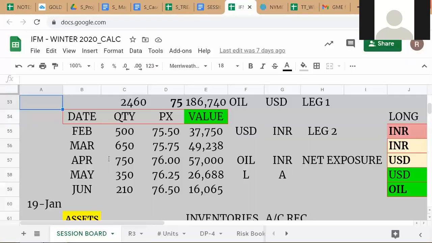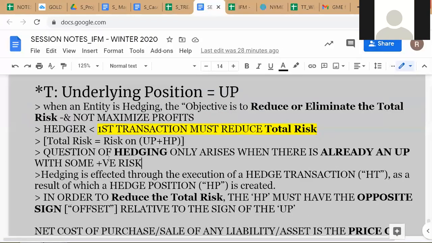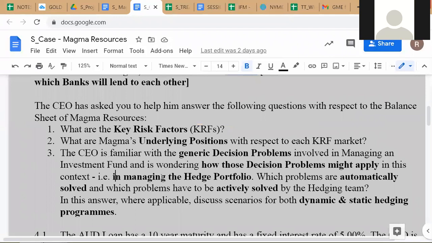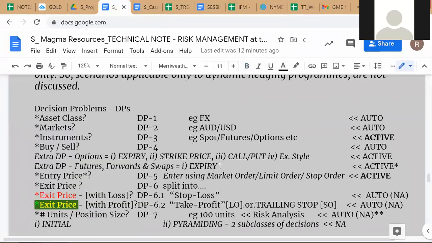So therefore, what we will write is, the first thing you have to recognize is that there is actually a decision to be made with respect to expiry also. That at the DP4 stage, there is always the question of buy or sell at the DP, the fundamental DP4 question, which applies for spot contracts. But in the case of futures, forwards, and swaps, there'll also be a question of expiry.